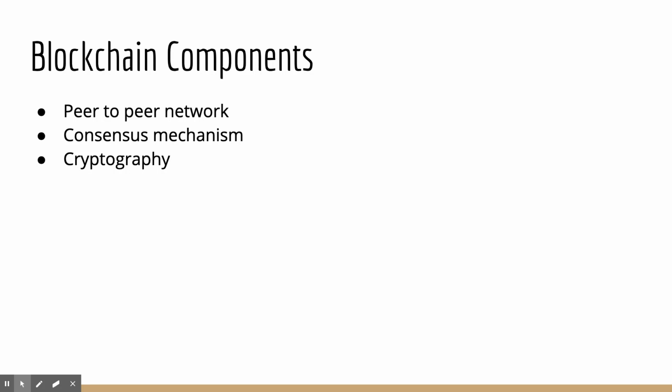The third component is the most important one as well, which is cryptography. Without it, the blockchain could not exist. Blockchain relies heavily on cryptography, such as hashes, Merkle trees, digital signatures, public key cryptography, and more. We'll walk through each of these in the cryptography module.